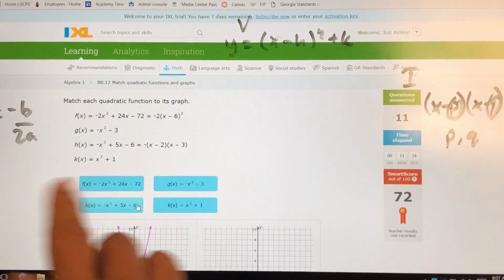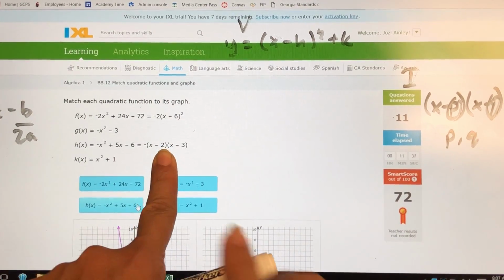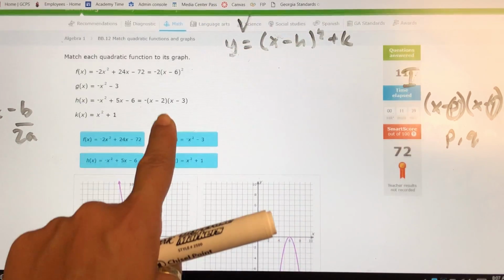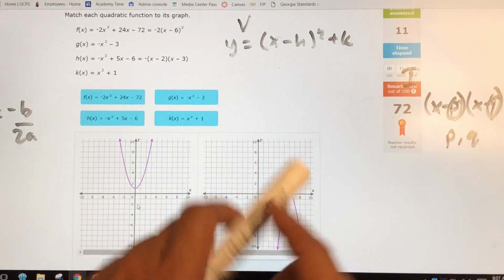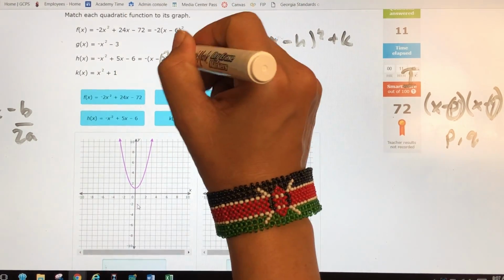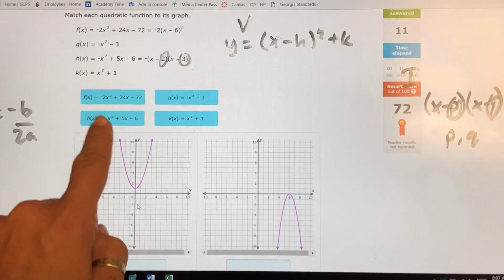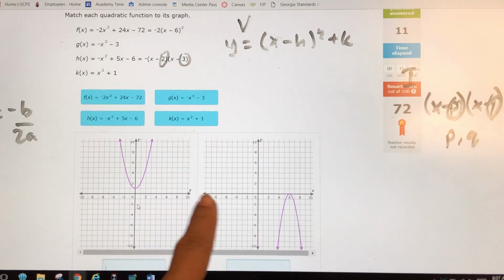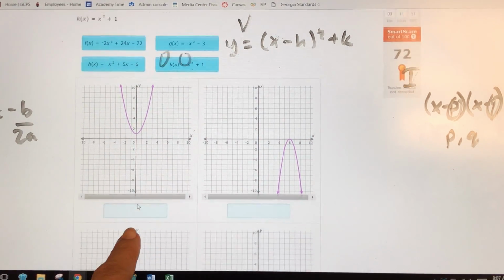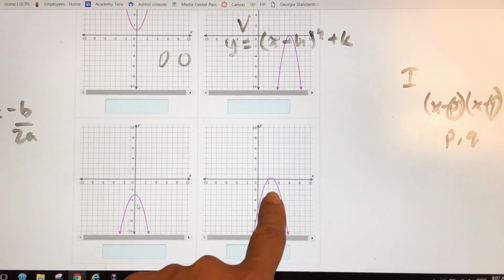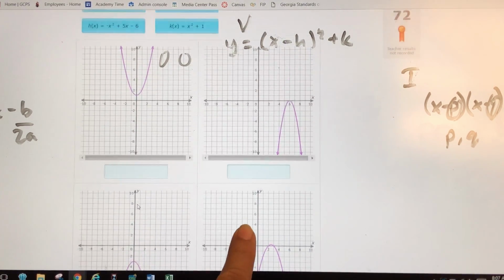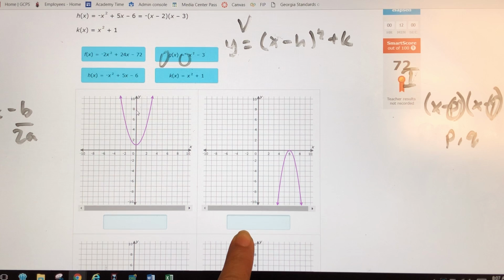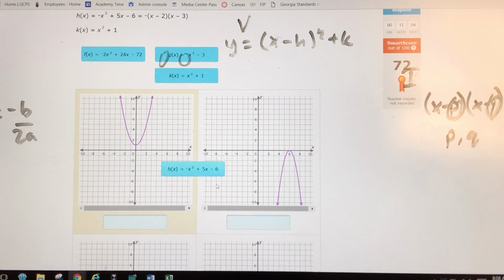All right, so let's start with the roots. Roots are the easiest one, so I'm going to pick this one first. Okay, so it's already minus minus. That means 2 and 3 are my roots. So let me find the graph that goes through 2 and 3, and that's going to be h of x. So crosses at 2 and 3, crosses at 2 and 3. Crosses at 2 and 3 right here. So this equation crosses at 2 and 3, which was my h. So I'm going to match that with that.